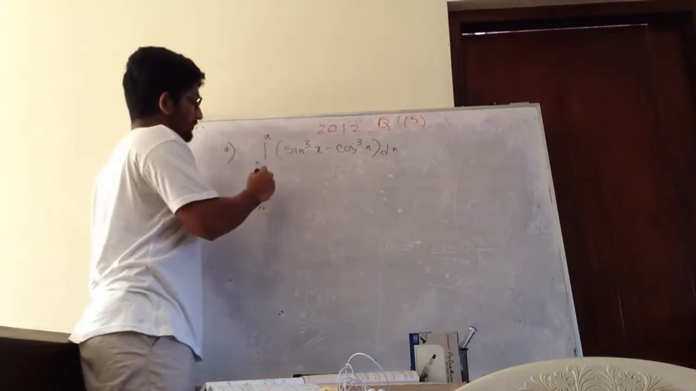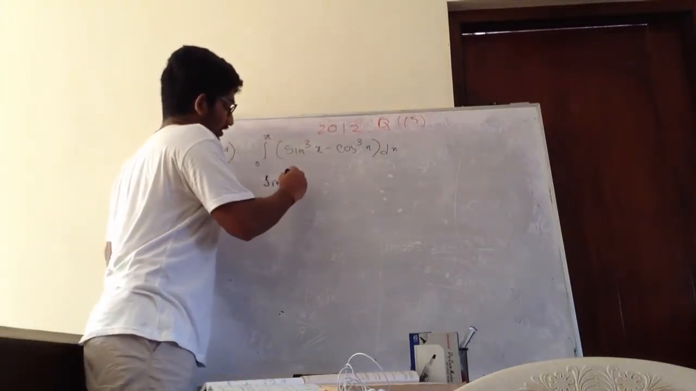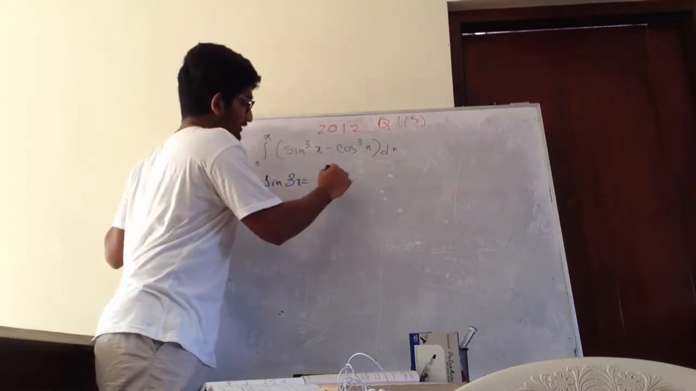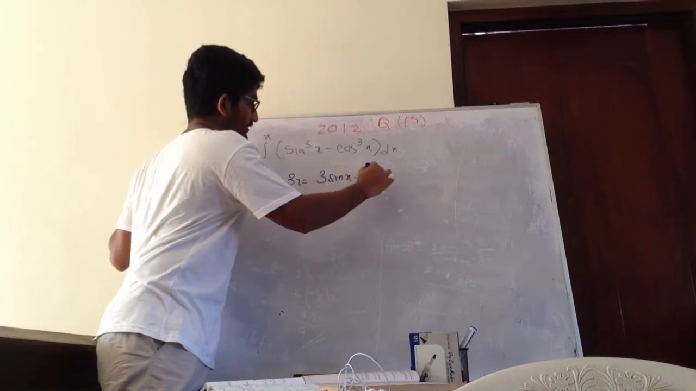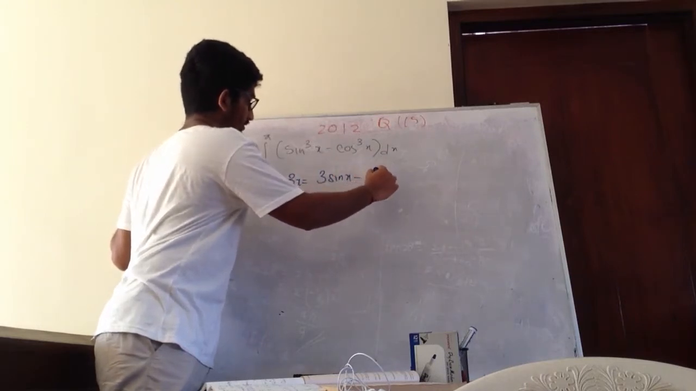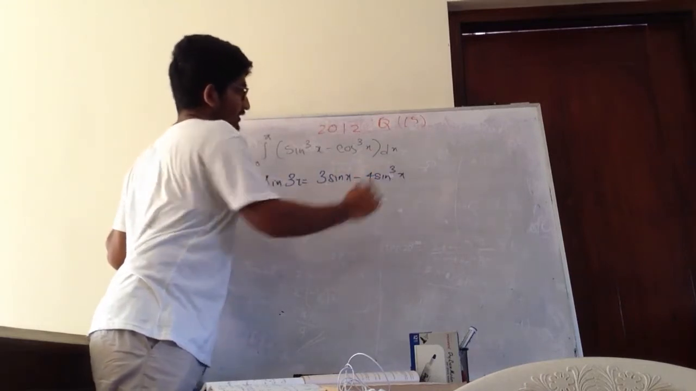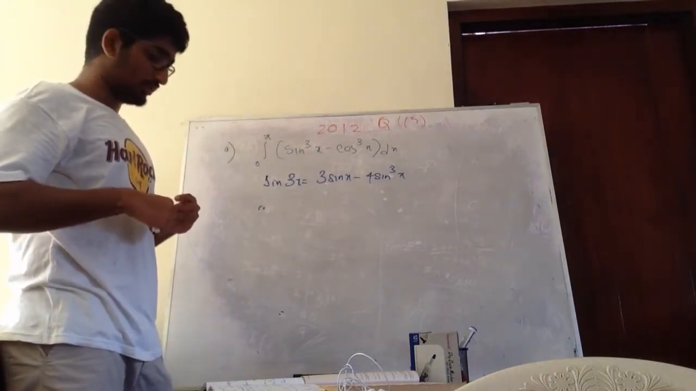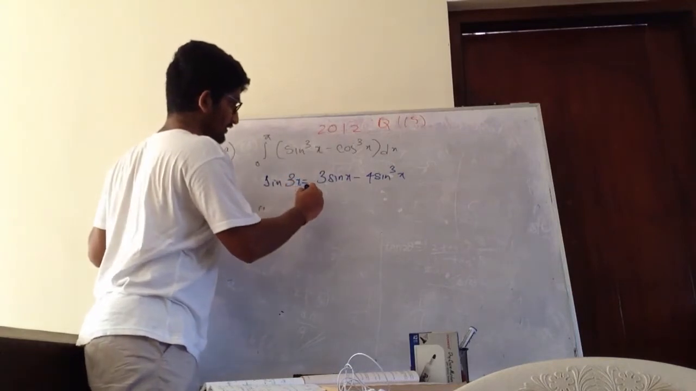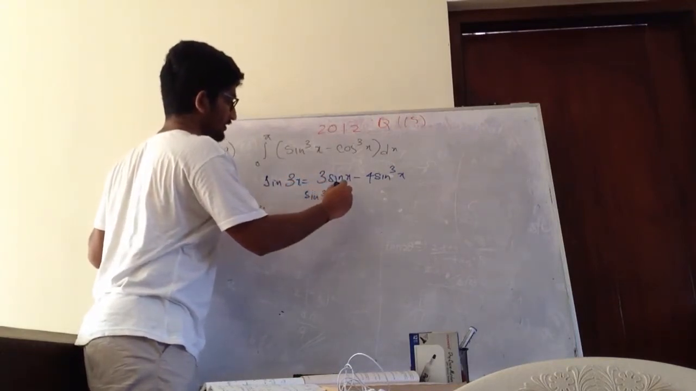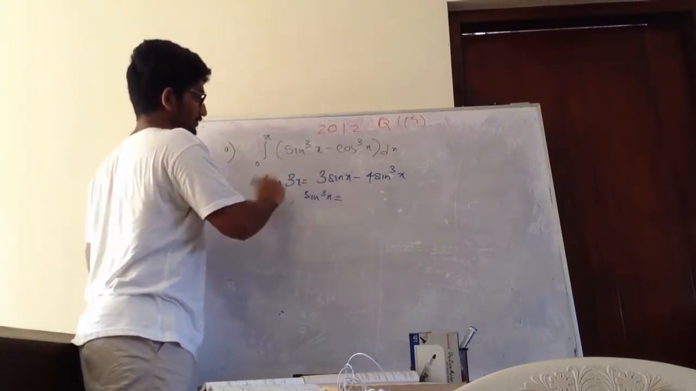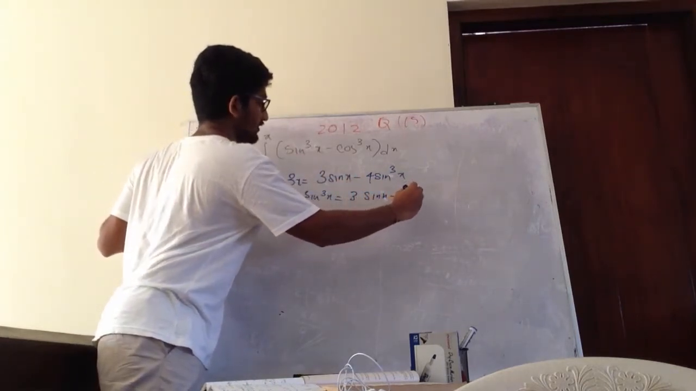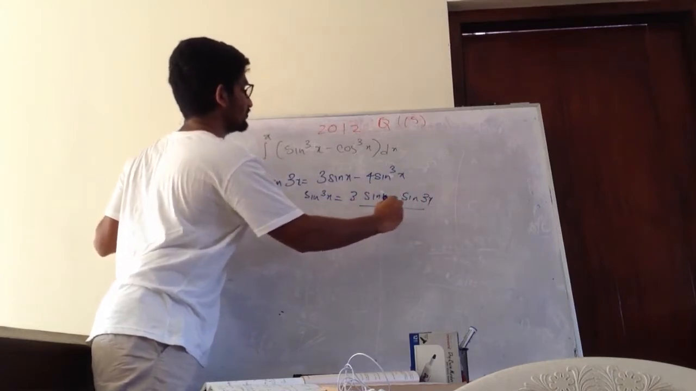I remember that sin 3x is 3 sin x minus 4 sin cube x. Right, so from that you can get sin cube x as what? 3 sin x minus sin 3x over 4.